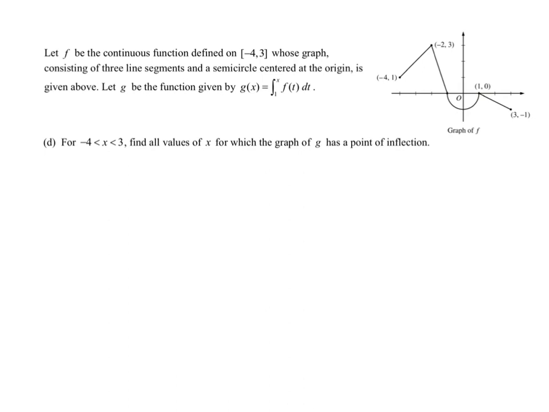Okay, finally we want to find the values of x for which g has a point of inflection. So kind of similar to what we did earlier, g has a point of inflection whenever g goes from concave up to concave down, or vice versa, which means that g prime needs to go from increasing to decreasing, or vice versa. And remember that g prime is equal to f. So where does f go from increasing to decreasing, or vice versa?